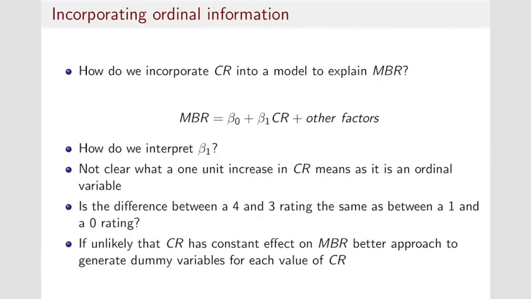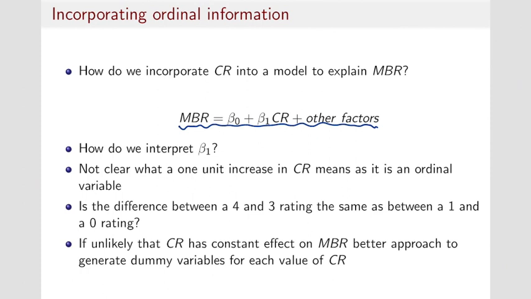One possibility is to just directly include the variable credit rating as a continuous variable. We have this regression model. It's the standard multiple linear regression model. How do we interpret beta 1? The beta 1 is the change in the dependent variable MBR when the credit rating CR increases by 1 unit, holding all other factors fixed.